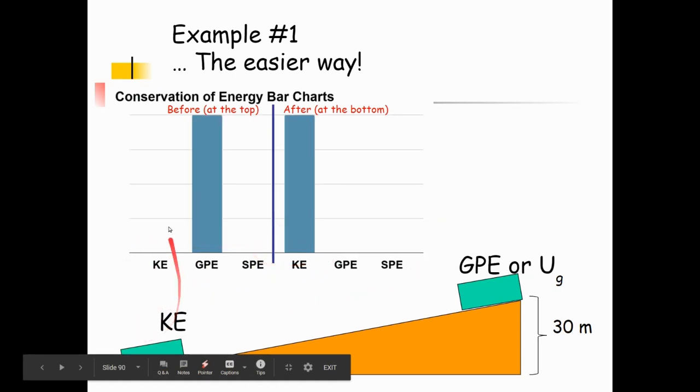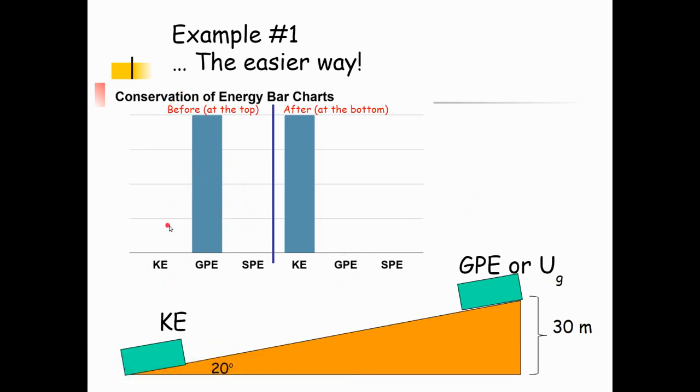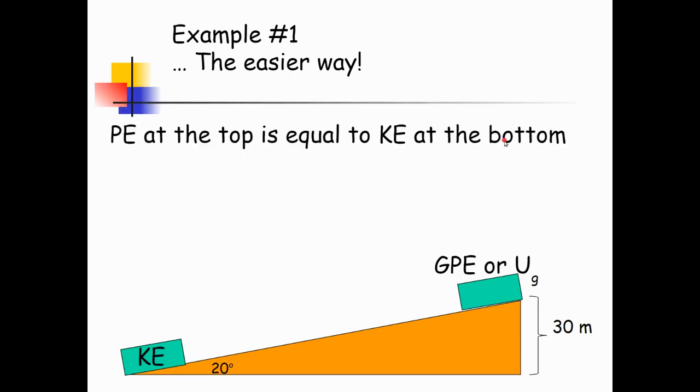I'll have kinetic energy is 0 in the beginning because it's not moving at the top. And then at the bottom, I have all kinetic energy because my height is going to be 0. If I add the left side together, 0 plus GPE plus 0 is going to be equal to my kinetic energy plus 0 plus 0. So I can say that my gravitational potential energy in the beginning is going to be equal to my kinetic energy at the bottom of the hill.